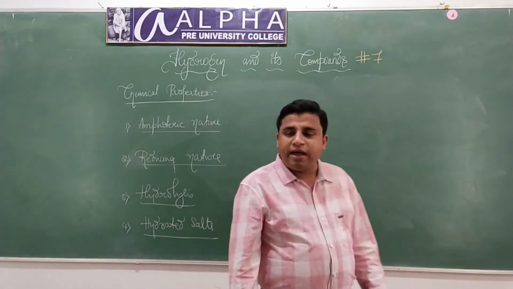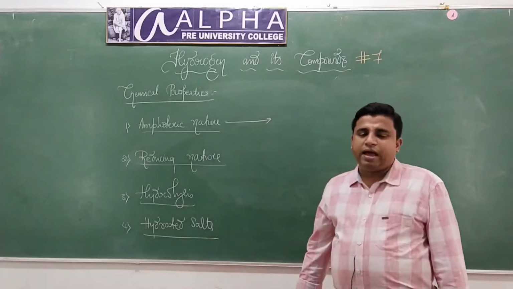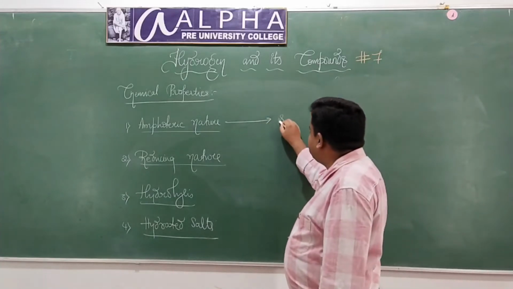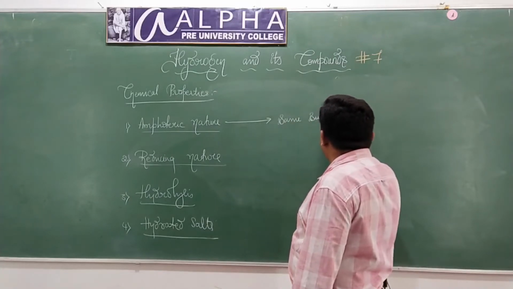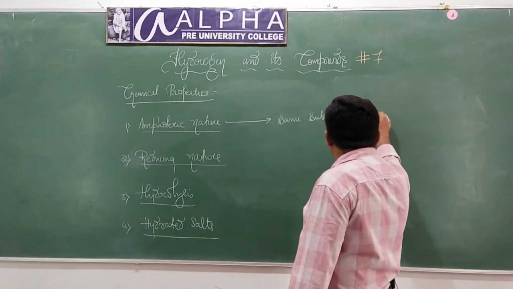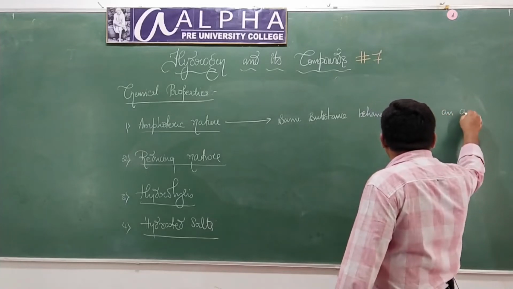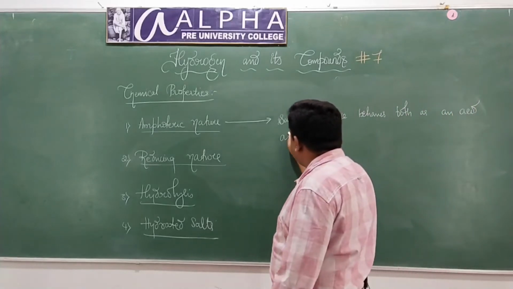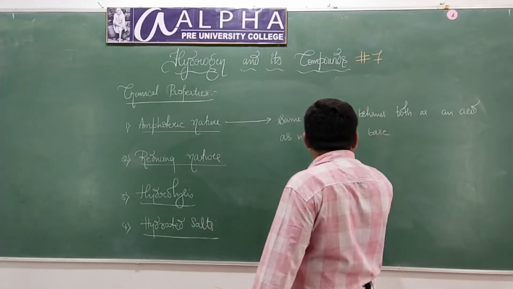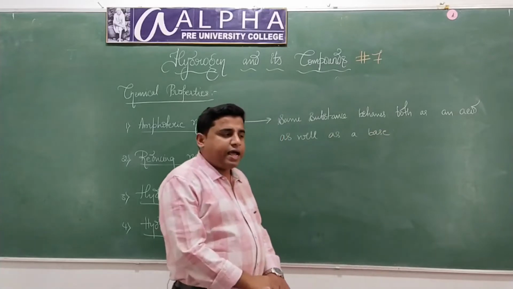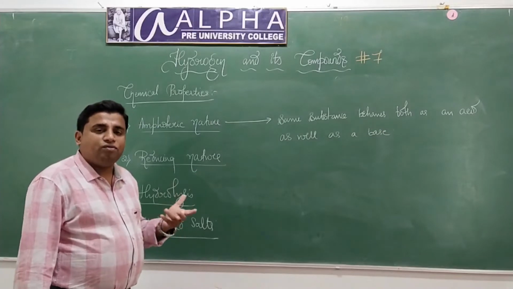What do you mean by amphoteric nature? See, if the same substance behaves both as an acid as well as a base, then that substance is called amphoteric. Yes, water is amphoteric in nature.